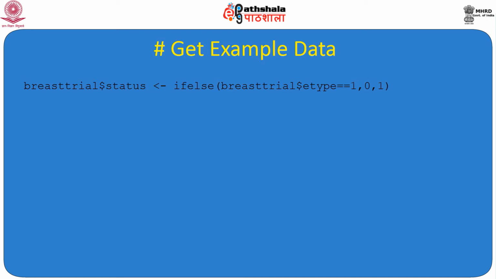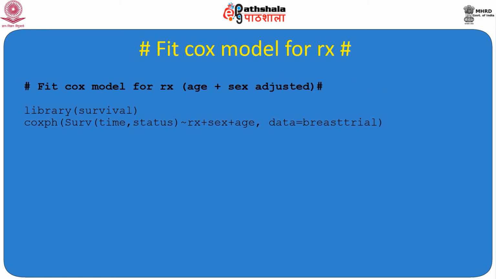Now to get the example data set, we are subsetting the breast trial, with E type equal to 1 or 2. Now we come to fitting the Cox model here. So here we are applying the Cox model.